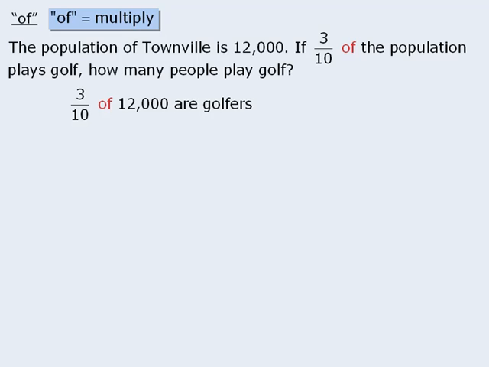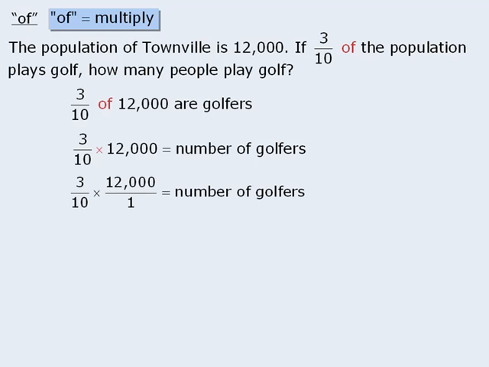So we can take the fact that 3/10 of 12,000 people are golfers and rewrite it as 3/10 times 12,000 is equal to the number of golfers. At this point, all we need to do is evaluate 3/10 times 12,000.